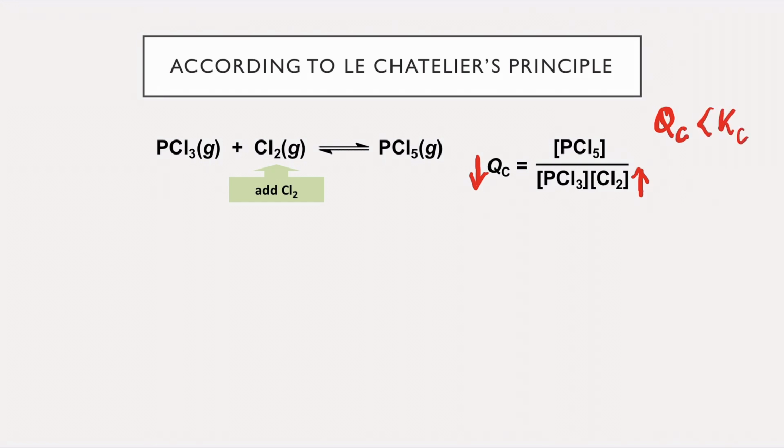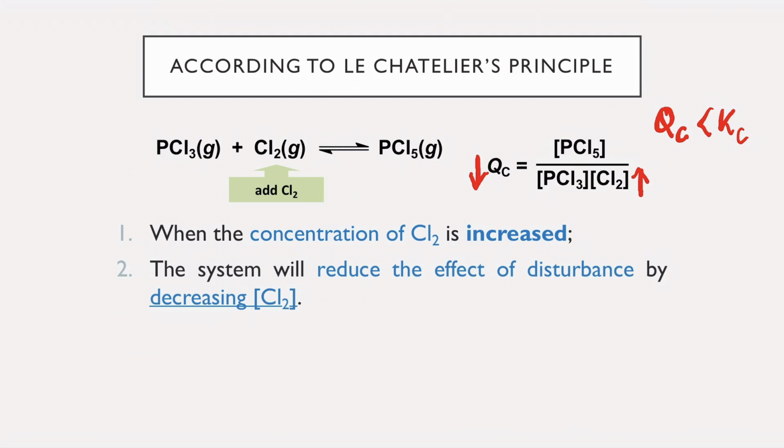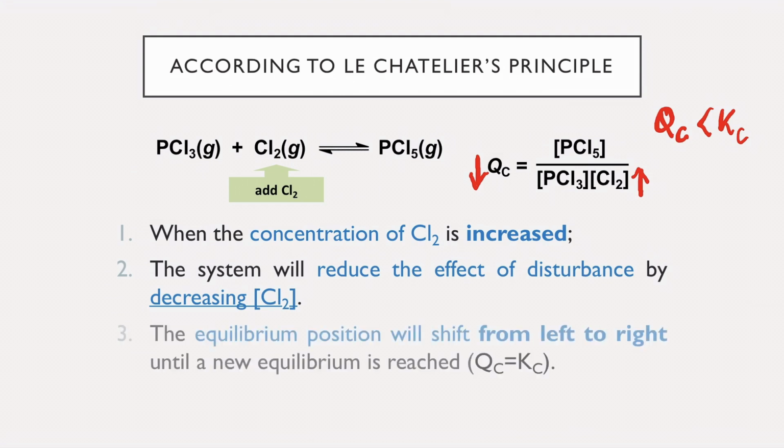Right? So, meaning, when you add Cl2, the system will reduce the effect of the disturbance by decreasing Cl2. Okay, they will decrease Cl2 in order to reach equilibrium again, right? So that means the equilibrium position will shift from left to right. Okay, left to right, so that the Cl2, the disturbance where there is a lot of Cl2, you will decrease Cl2.